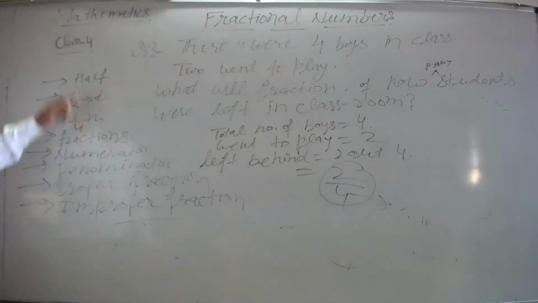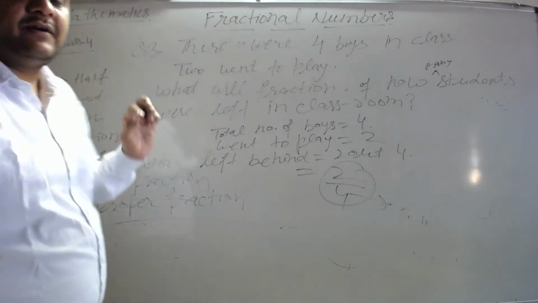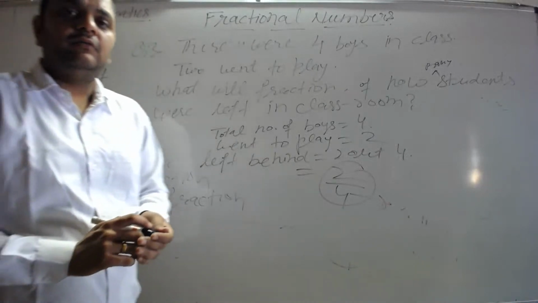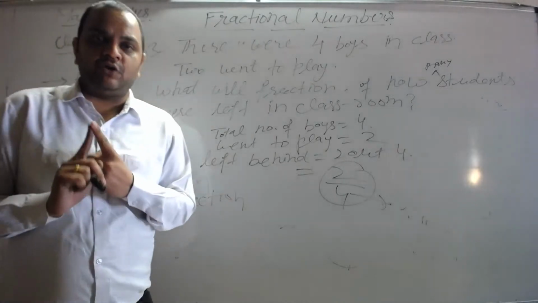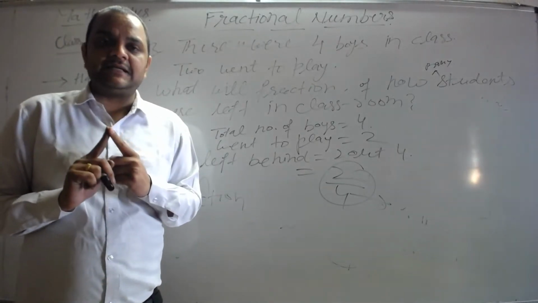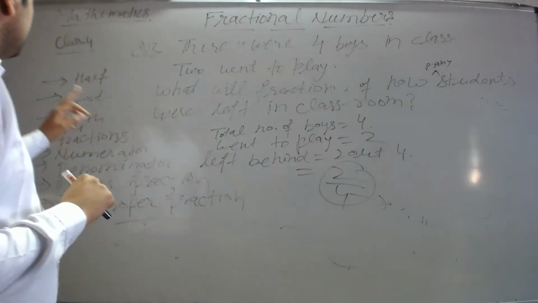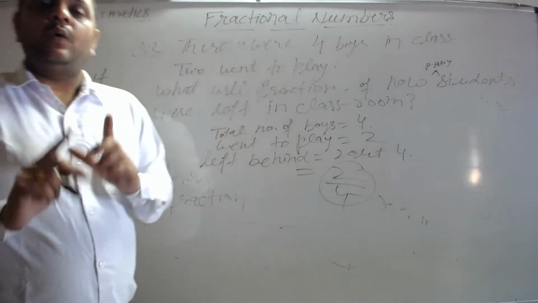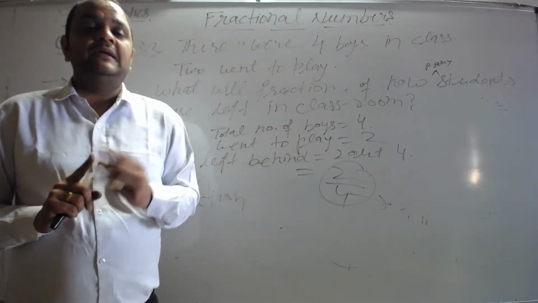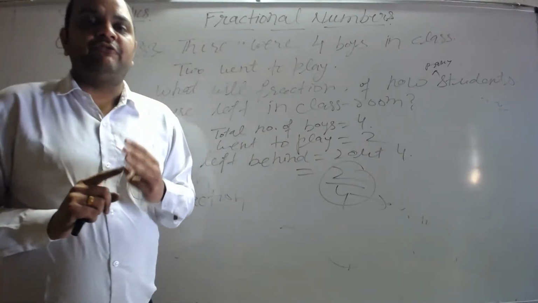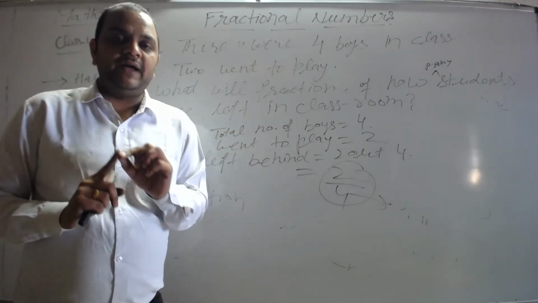So let's again revise this topic in a quick introduction. First is half. When a whole or a group is divided into 2 equal parts, each part of a whole or a group is called 1/2 of a whole or a group. Second is 1/3. When a whole or a group, meaning a collection of objects, is divided into 3 equal parts, each part is called 1/3 of a whole or a group.